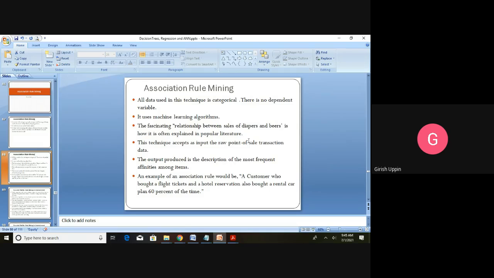This technique accepts the input from the point of sale transaction data. So the point of sales is the input, and on that input, the algorithms will work to find the association rules. The output produced is the description of the most frequent affinities among the items. So it will find the most frequent items that are bought by the customer, and it will give that affinity.